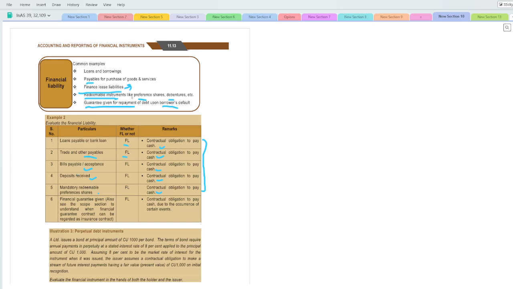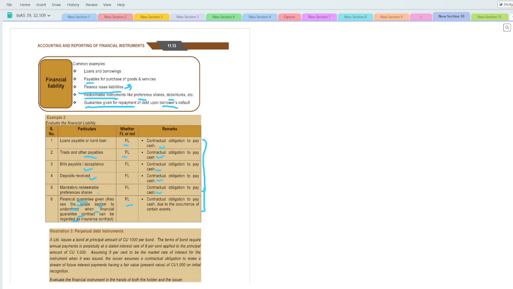Okay. Then this one, the financial guarantee given. Also see the scope section to understand when the financial guarantee contract can be regarded as an insurance contract. So this we will be discussing later. Here the scoping, what I've explained to you in the beginning, the scoping out, there we will be discussing about it. The financial guarantee contract, but the logic is the same, that you are receiving the fee. So that means only the one leg is pending. The first leg is completed, the second leg is pending, that is to pay the amount in case of the borrower's default by the guarantor. So that's why it is also a financial liability.